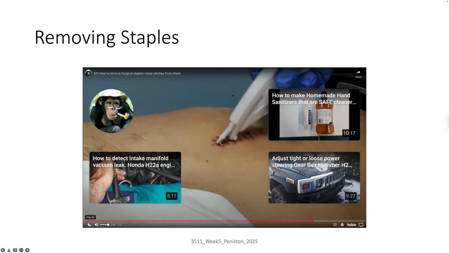So that was staple removal. You can see it's actually a special staple remover that's used for the metal staples. You would clean the wound first, and then you would remove the staples, and if needed, clean afterwards. Otherwise, it's left open to the air.